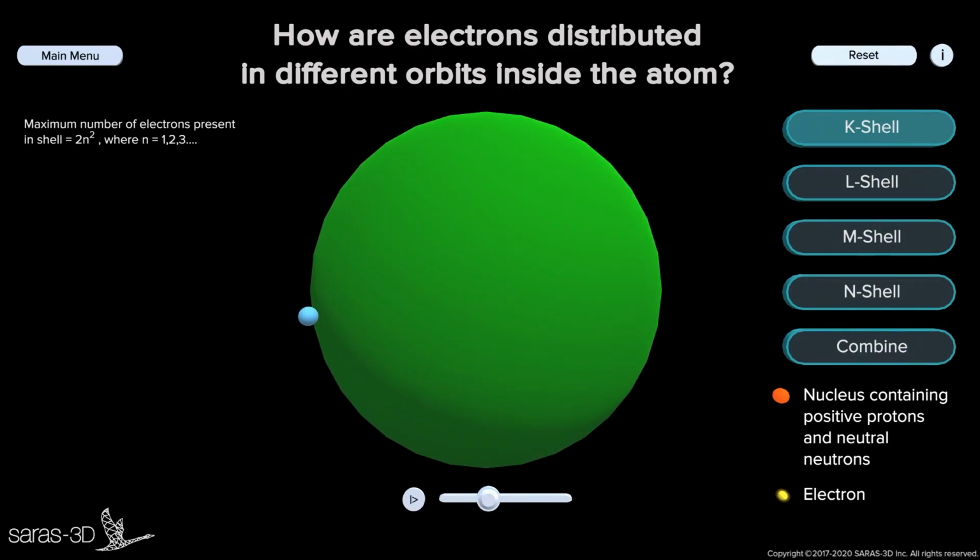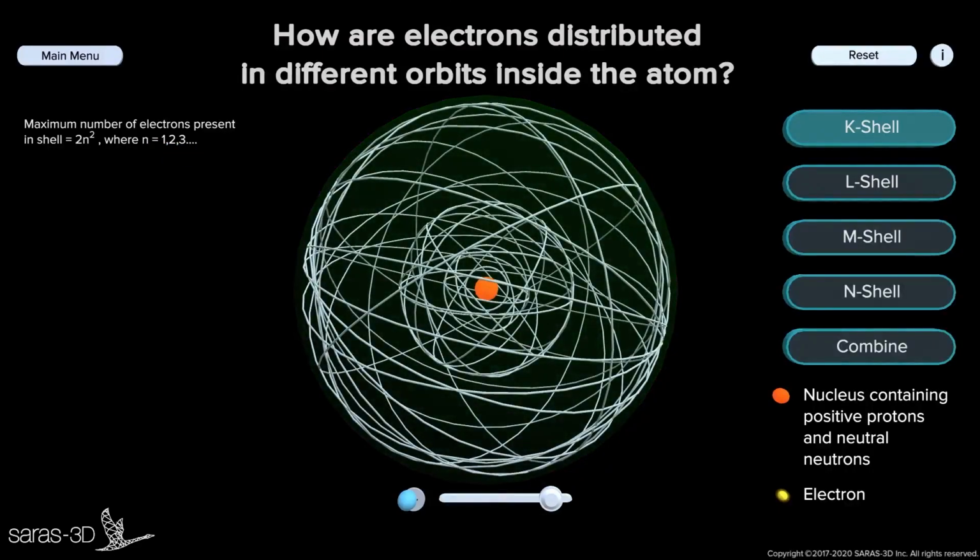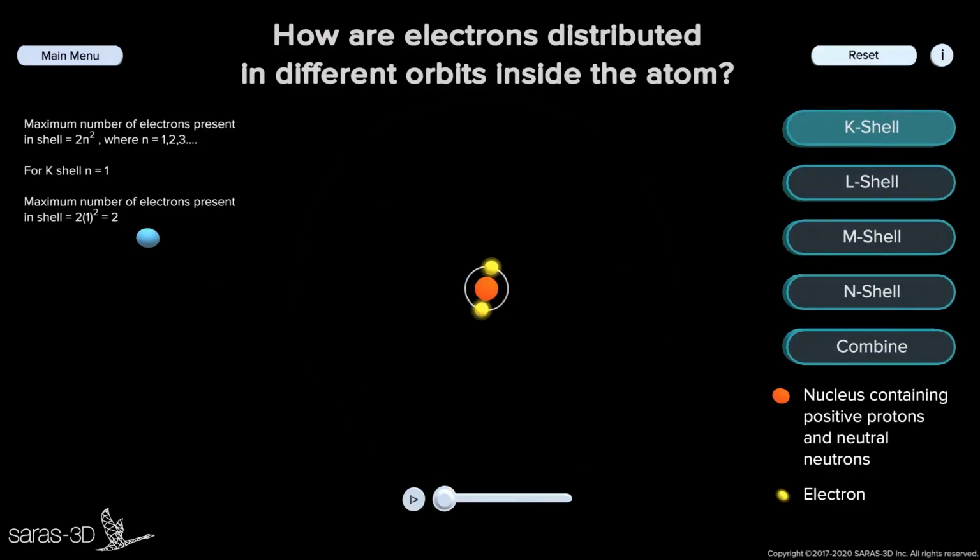Now note that the maximum number of electrons that can be present in a shell is given by 2n square, where n is the orbit number or the shell number, or we can also say energy level, which can take the value of an integer, that is 1, 2, 3 and so on. For K the value of n is 1, so we substitute this value in the formula: 2 into n square, with n equal to 1, gives us the maximum number of electrons that can be accommodated in the K shell as 2.